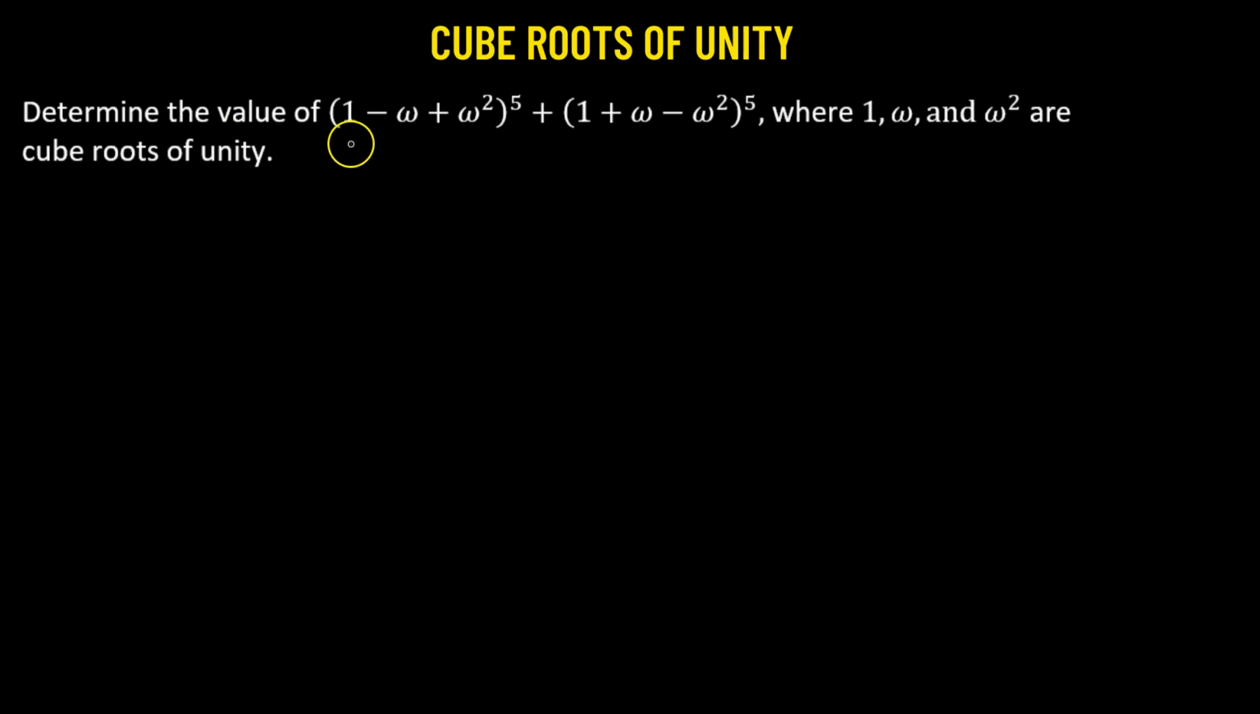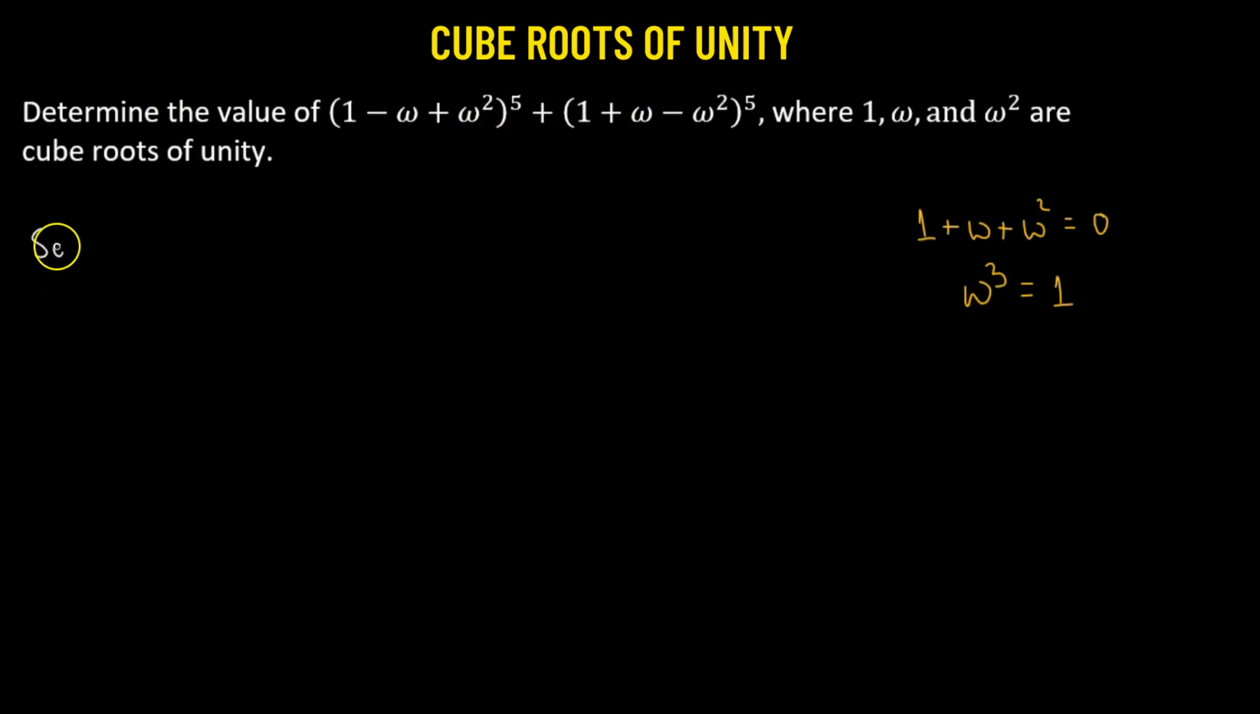So in this problem, we need to find the value of this given expression, provided 1, omega and omega squared are cube roots of unity. Now, if they are the roots of unity, it must follow that the sum of the roots equals 0, and the product of the roots, 1 times omega times omega squared, which is omega cubed, will be equal to 1. We'll use these two facts to find the value of this given expression.